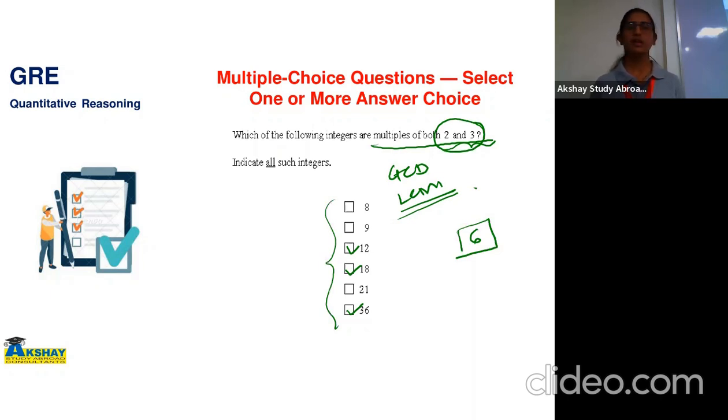Understood? Yes. So this is the multiple choice question in which you have to select more than one answer. If any student selects 12 and 18, but does not take this 36 answer, then that student will not get full point, not any point. You get 0 point for that. You have to choose all correct answers, all possible answers. Only then you will get 1 point for that question.